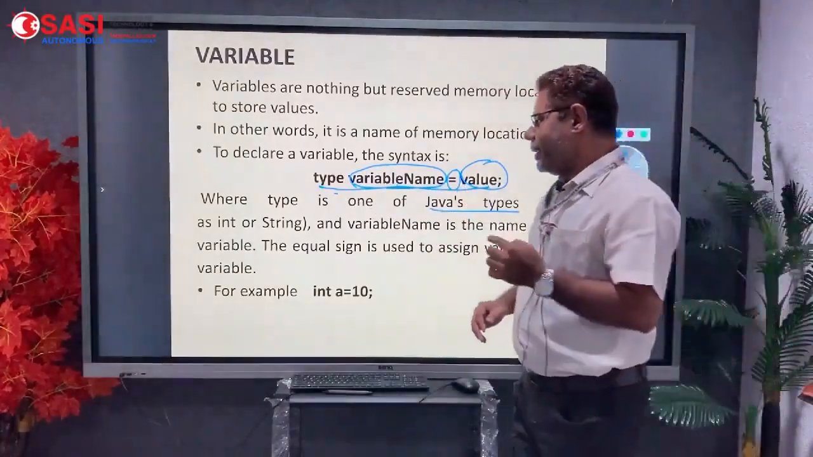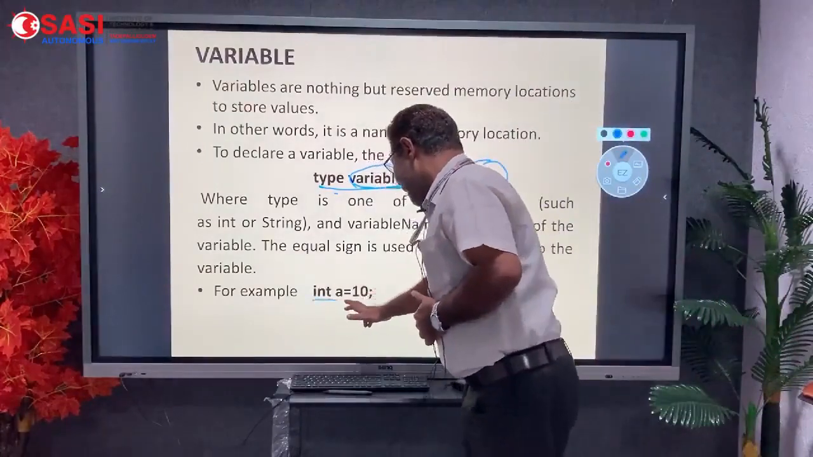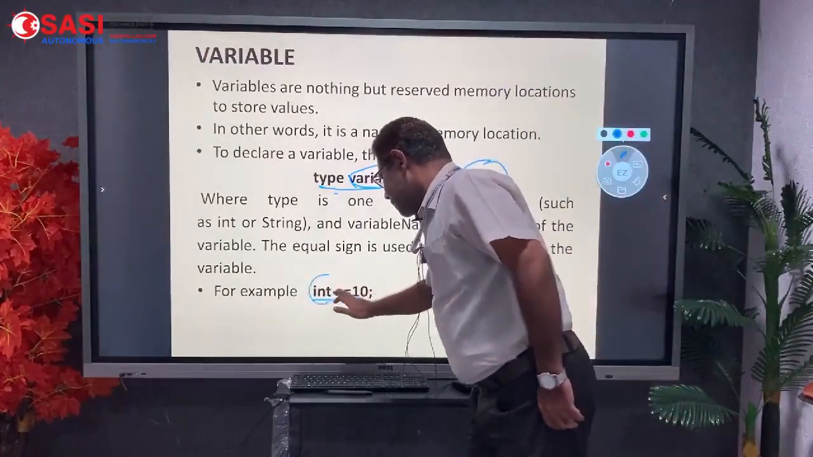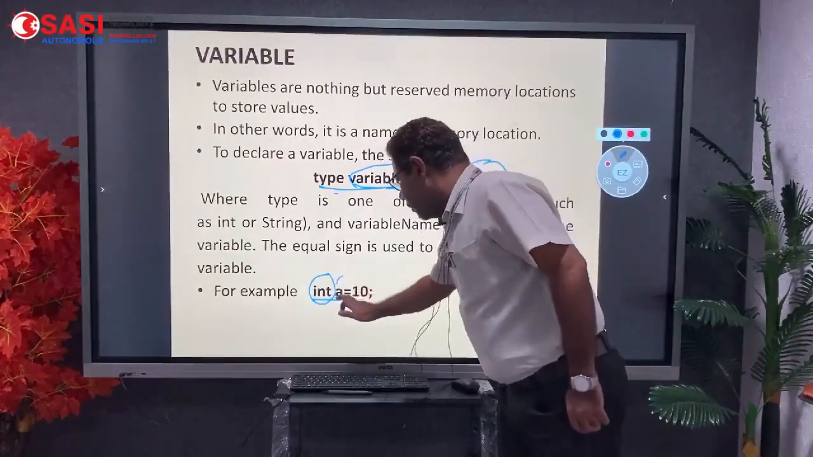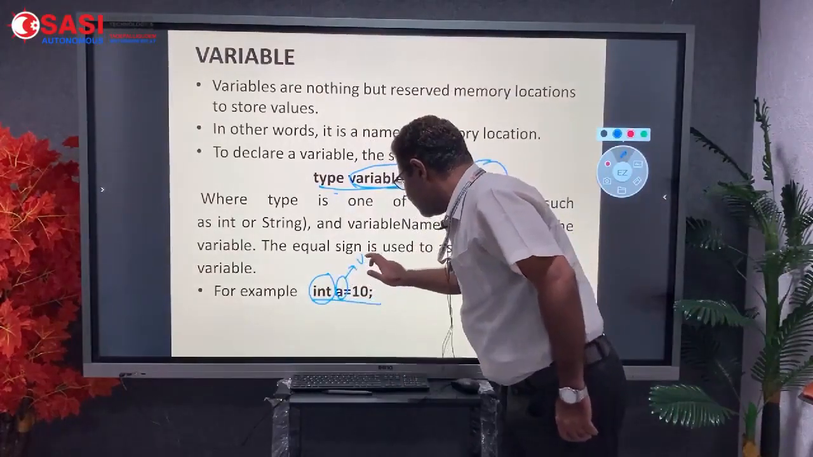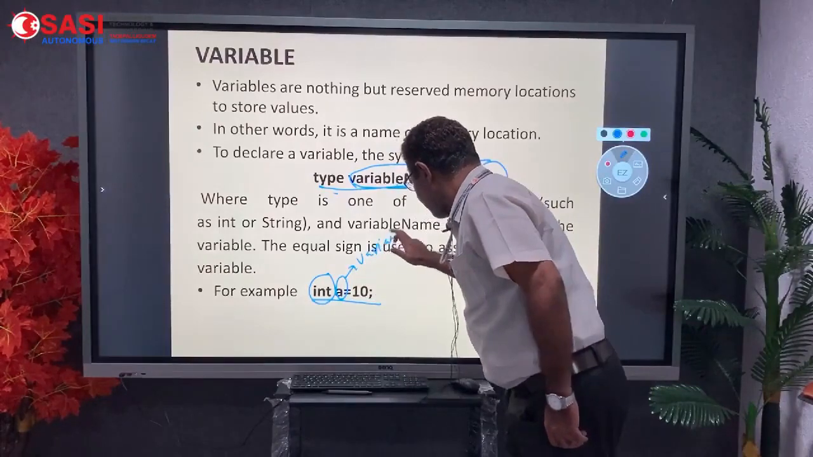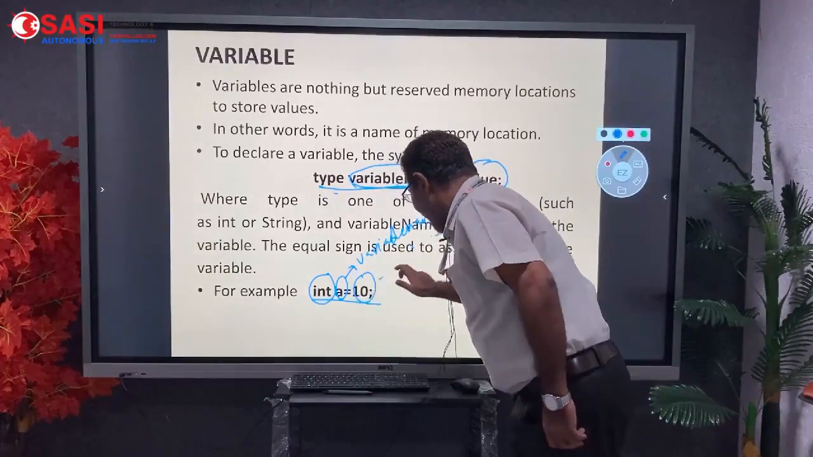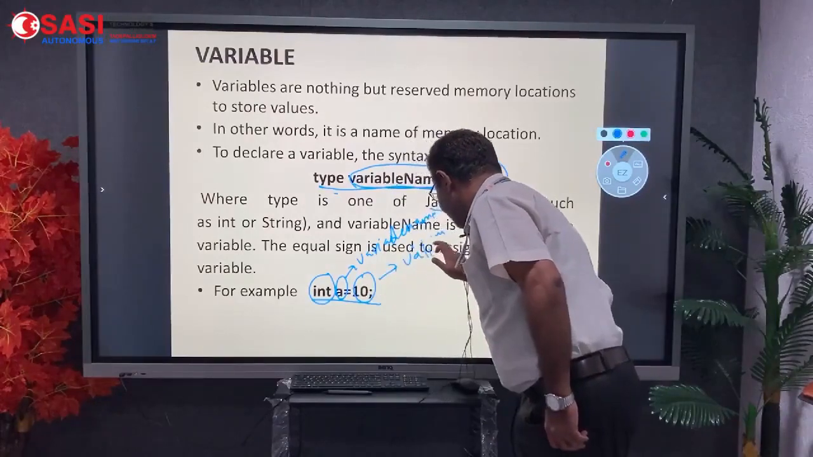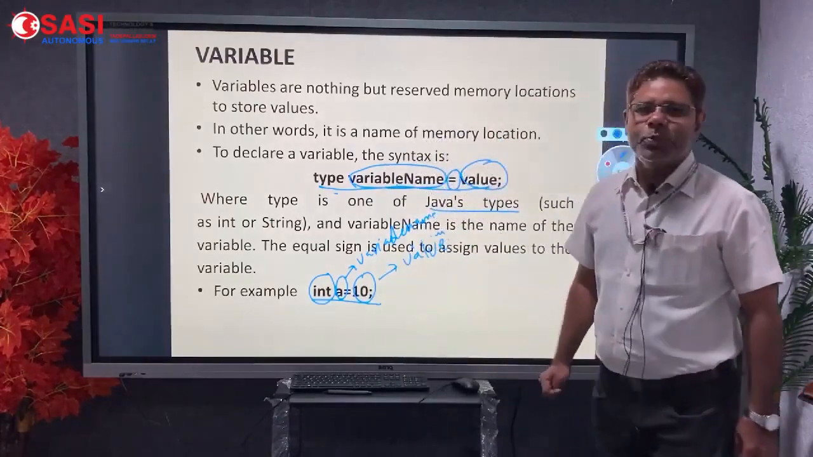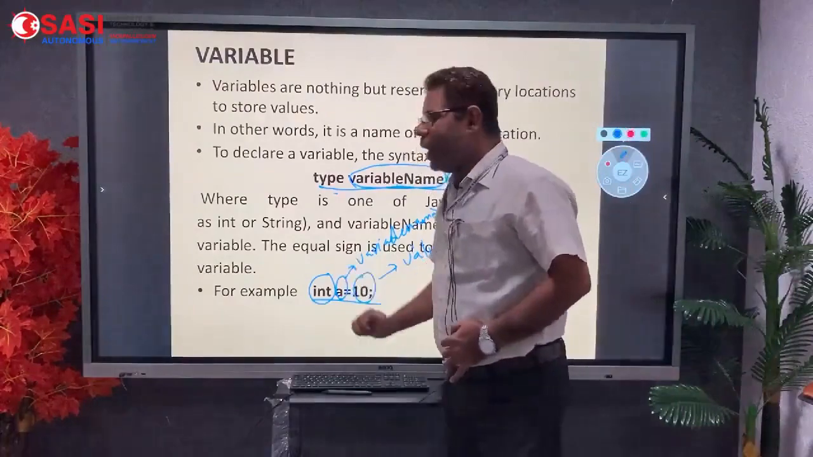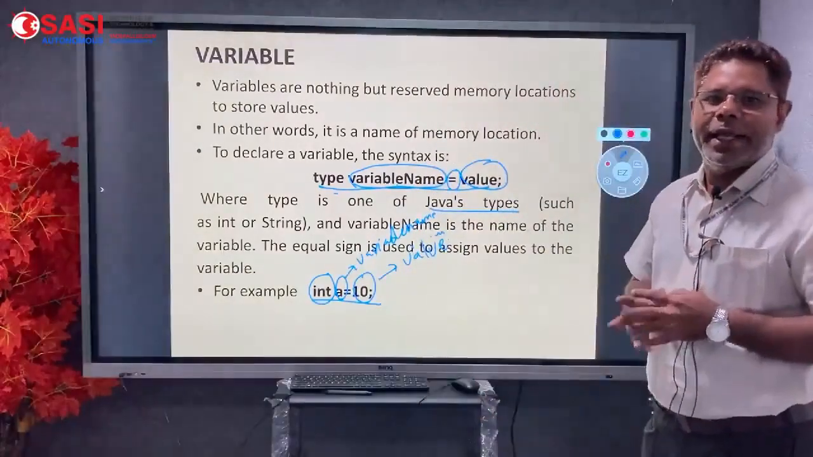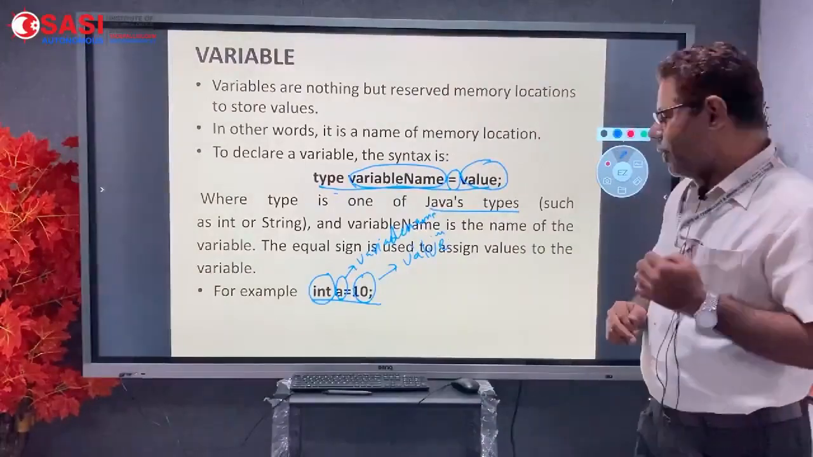For example, consider int a equal to 10. Here int is the type, a is the variable name, and 10 is the value. That means the value 10 is moved to the variable a. So this is simply how we can declare a variable in Java.